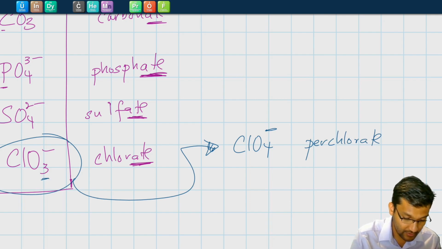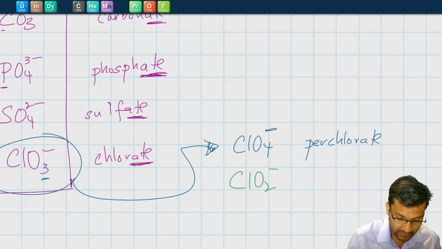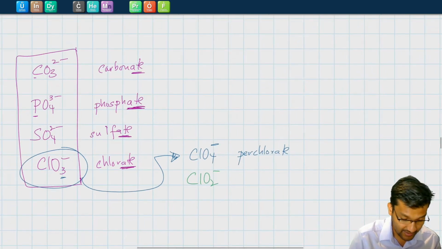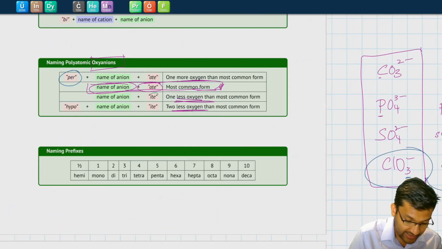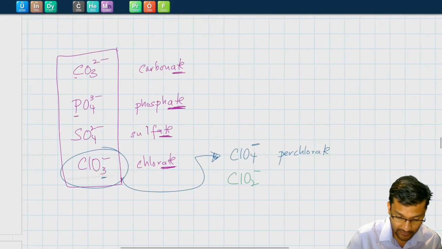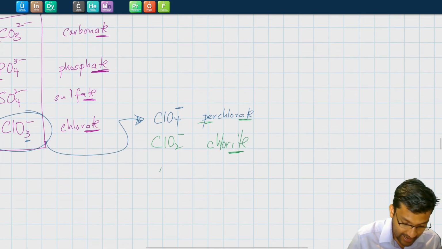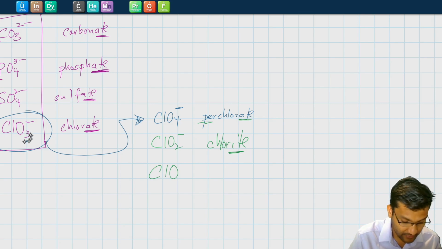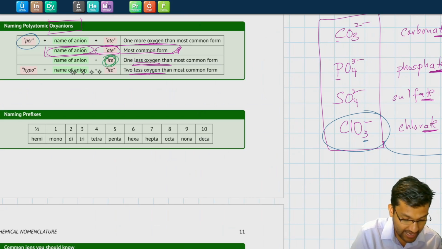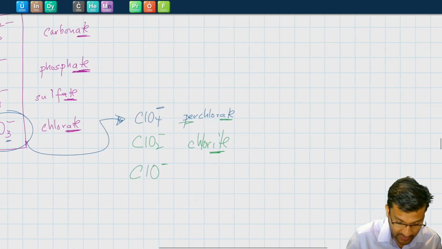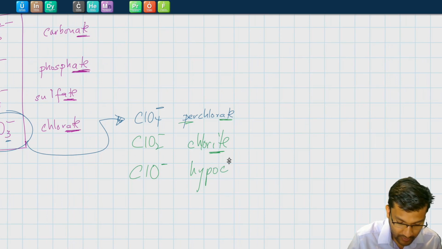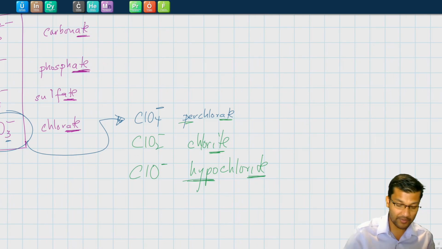What if you had one less oxygen? Instead of 3, you had 2 now, ClO2 minus. If you have one less oxygen, you change the ending from ATE to ITE, right? So this becomes chlorite, right? And if you had two less oxygen, so instead of 3 oxygens, you just have 1, you add a HYPO in front of it. So this becomes hypochlorite. Those are the naming rules for the oxyanions.